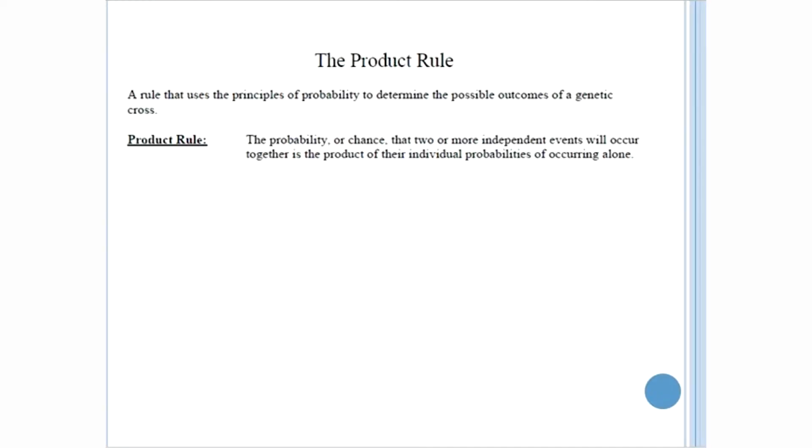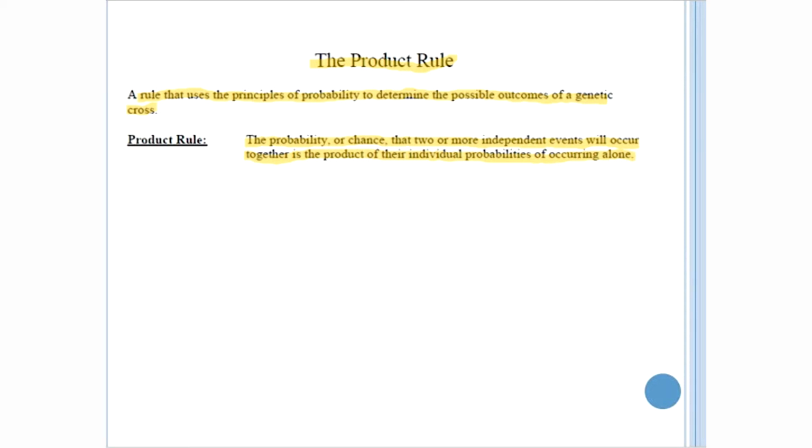In this clip, we'll be examining the product rule as another means to solve genetics problems. Simply put, the product rule is a rule that uses the principles of probability to determine the possible outcomes of a genetic cross, or the probability or chance that two or more independent events will occur together is the product of their individual probabilities of occurring alone.